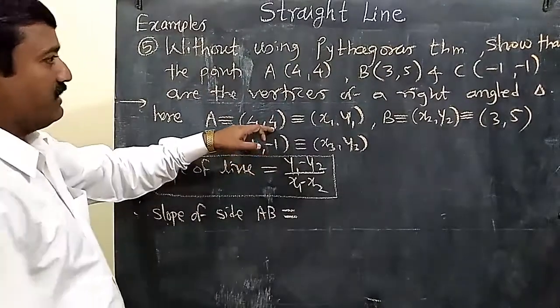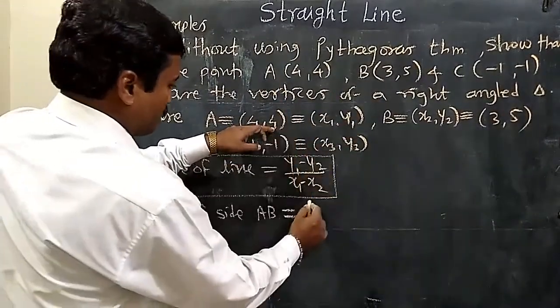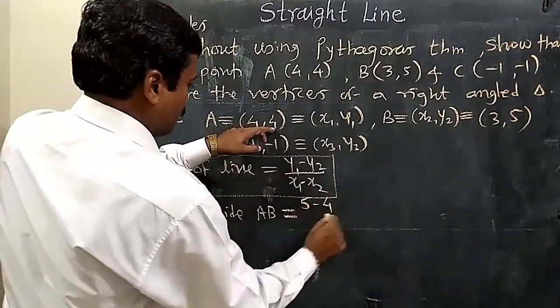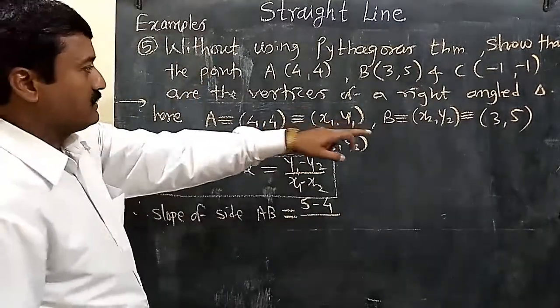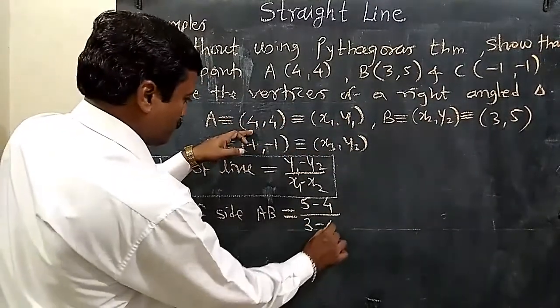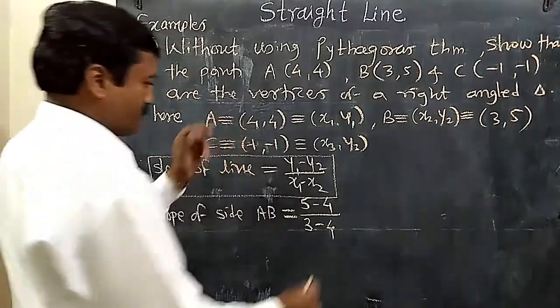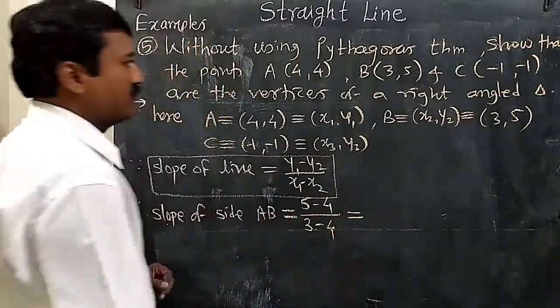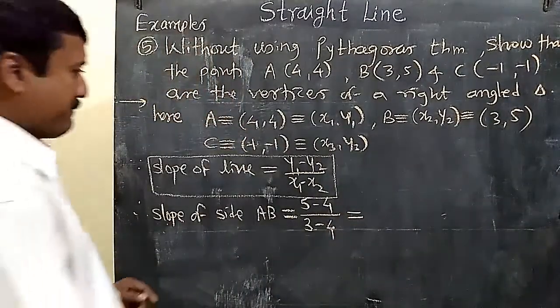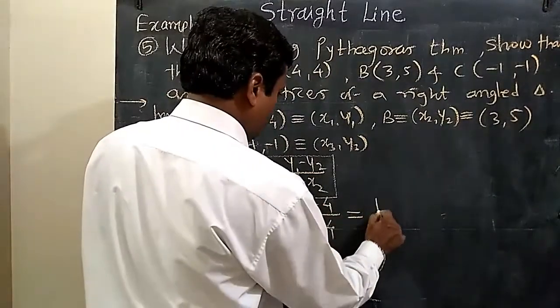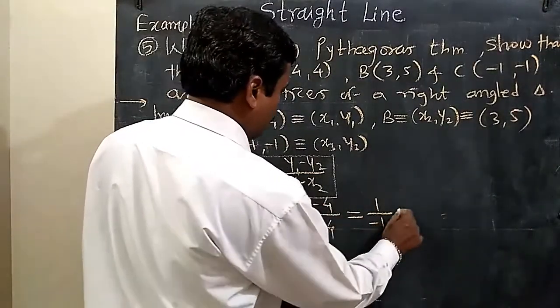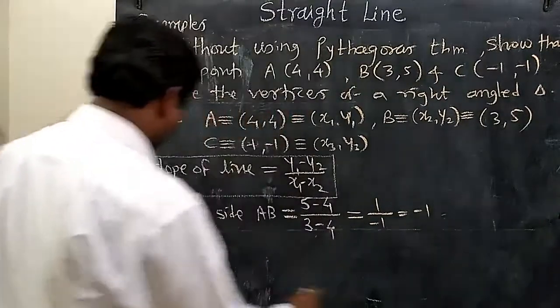Here, the difference in y, that is 5 minus 4, upon the difference in x, that is 3 minus 4. Take the corresponding differences. Don't reverse the way. Here 5 minus 4 is 1, and 3 minus 4 is -1, so it is equal to -1.